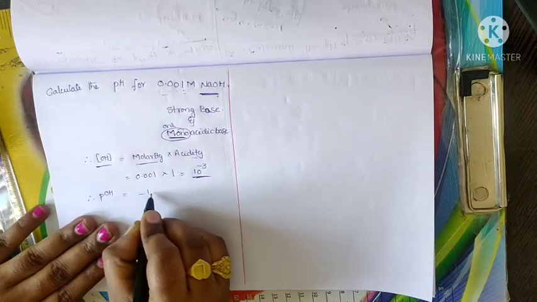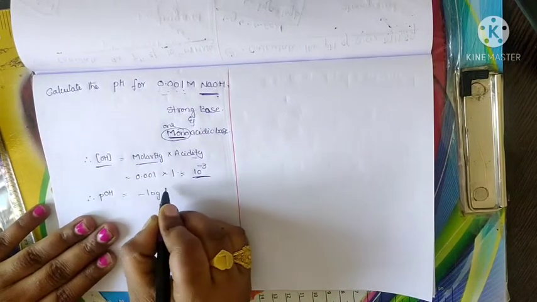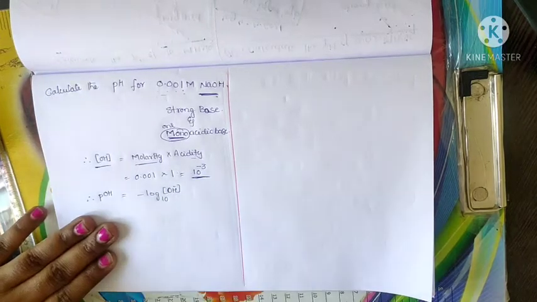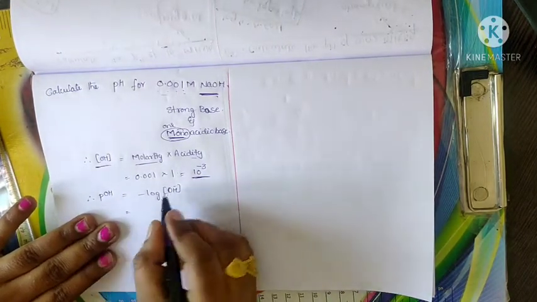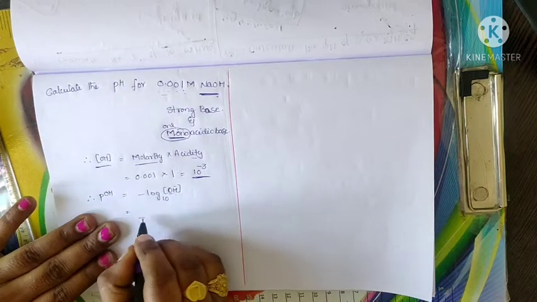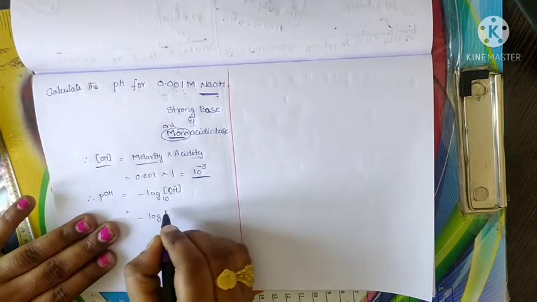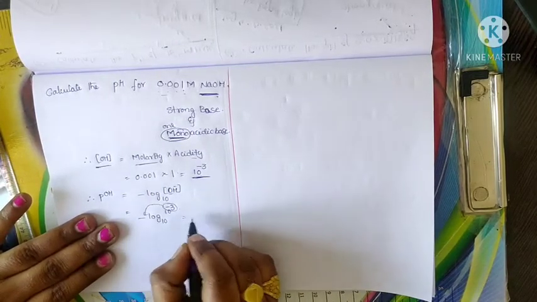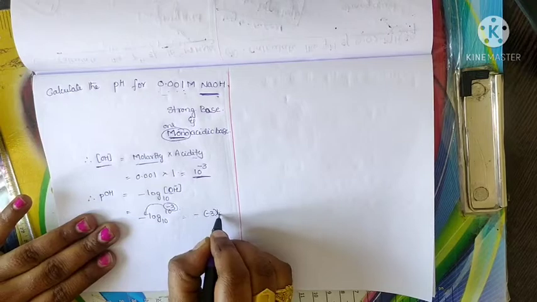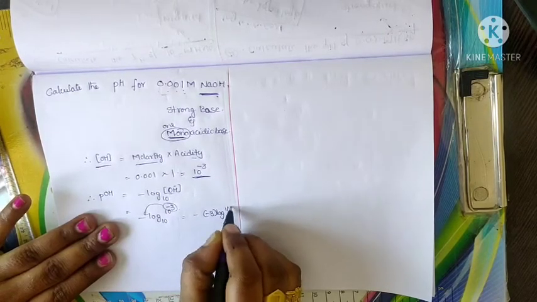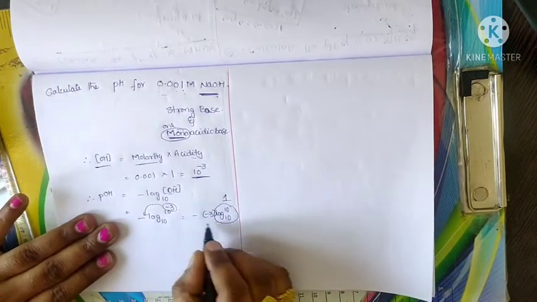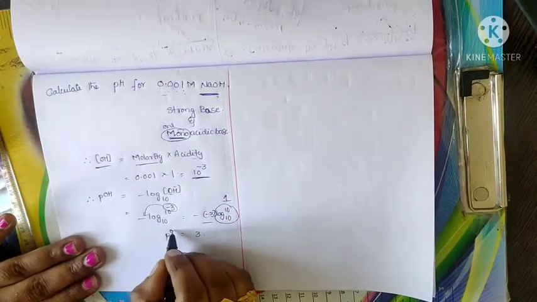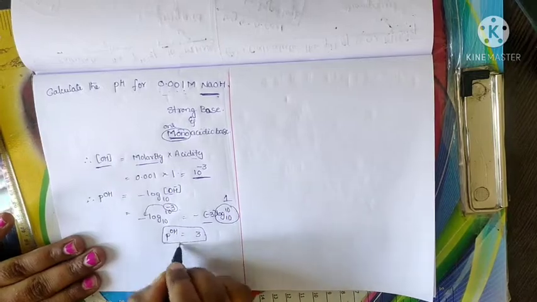And then we calculate pOH. The formula of pOH is minus log of the concentration of OH, base 10. The concentration of OH is 10 power minus 3. The minus 3 comes to the front side: minus of minus 3 log 10. Log 10 value becomes 1. So the pOH is 3. The pOH of NaOH is 3.